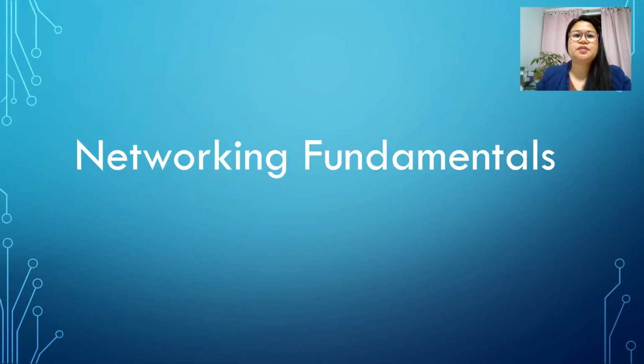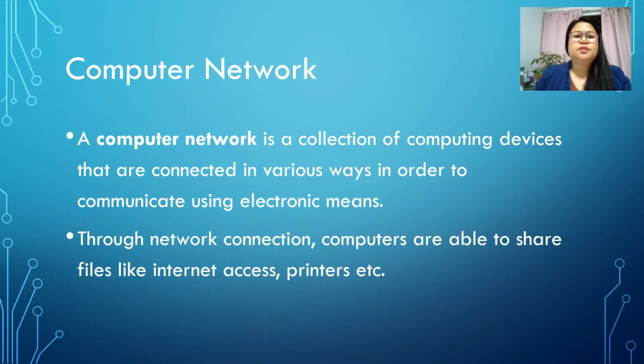Back in the day, computers had no means to connect and transfer data from one computer to another. But recent advancement in technology has made it possible. What is a computer network? A computer network is a group of computer systems and other hardware devices that are linked together through communication channels to facilitate communication and resource sharing among a wide range of users. Through network connection, computers are able to share files, internet access, printers, and more.